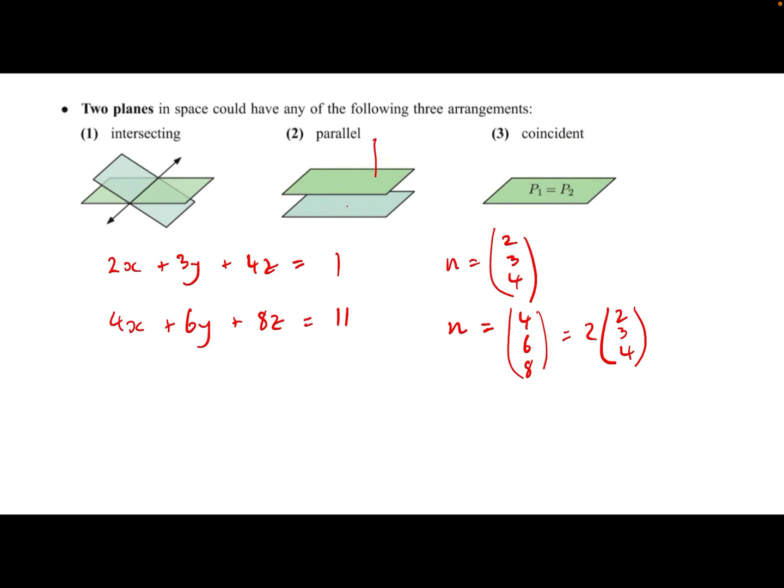That is to say, we've got something like that. So therefore, they must be parallel. If the normal vectors are parallel, then so must the planes be parallel. So you need to be on the lookout for that. And of course, if I change this to 2, then now we've got the situation where they're coincident, they're actually exactly the same plane.